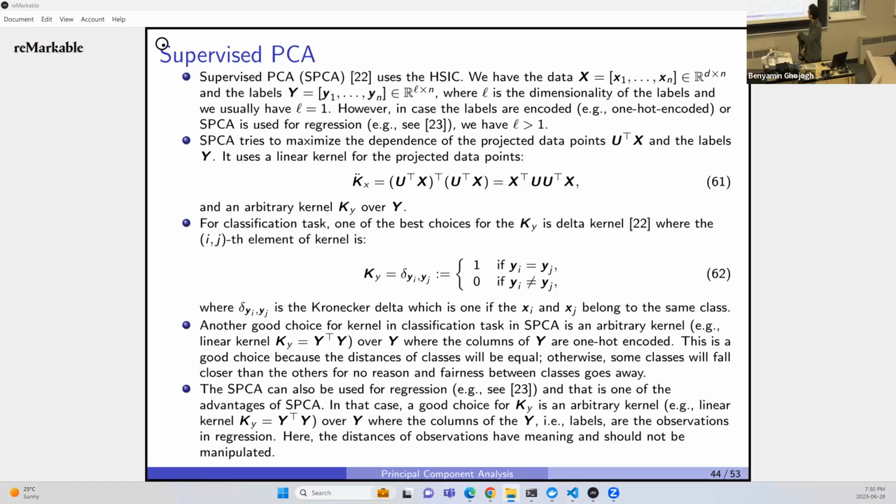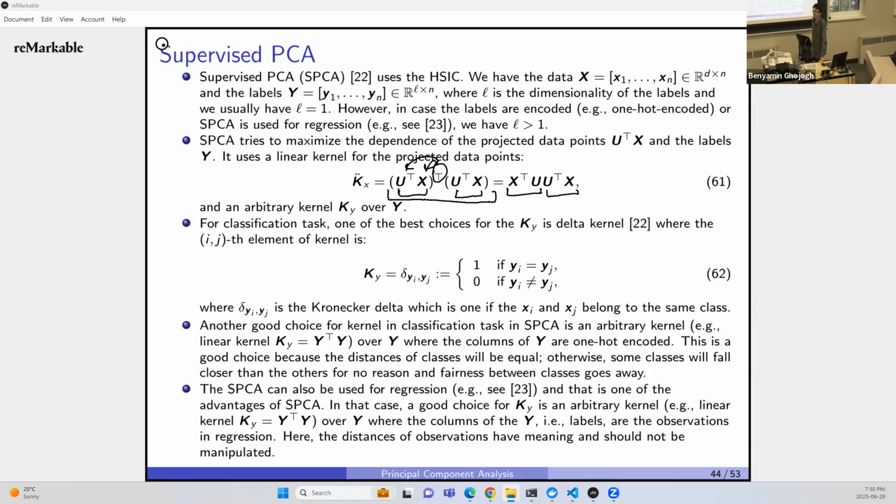So I calculate the kernel on one of them, the kernel on the projected data. What was projected data in PCA? U transpose X. And its kernel becomes U transpose X transpose U transpose X. What is this? This is a linear kernel on projected data. So I'm using a linear kernel for projected data. And when I apply the transpose, it becomes X transpose U, U transpose X.